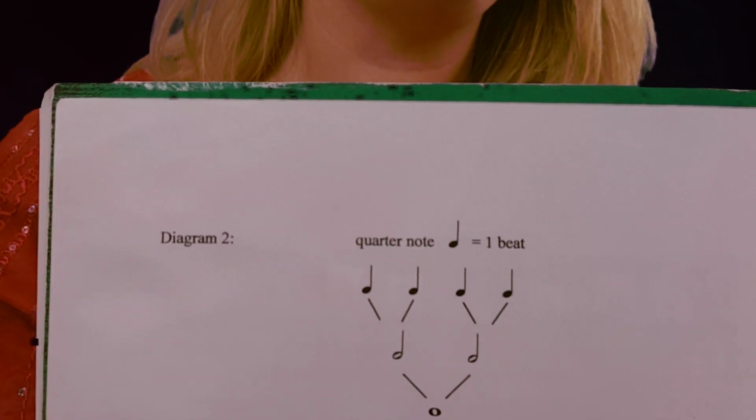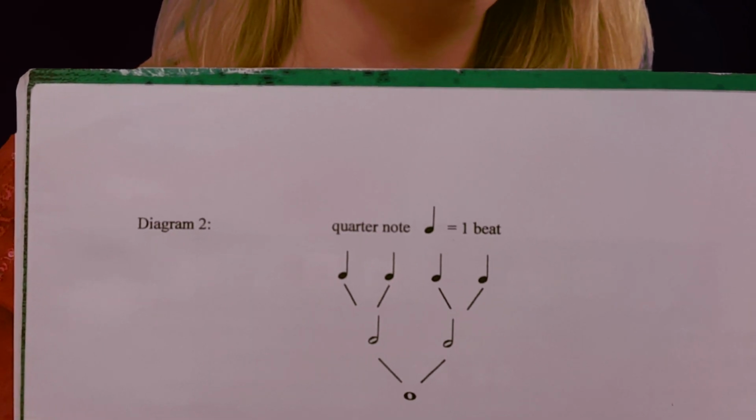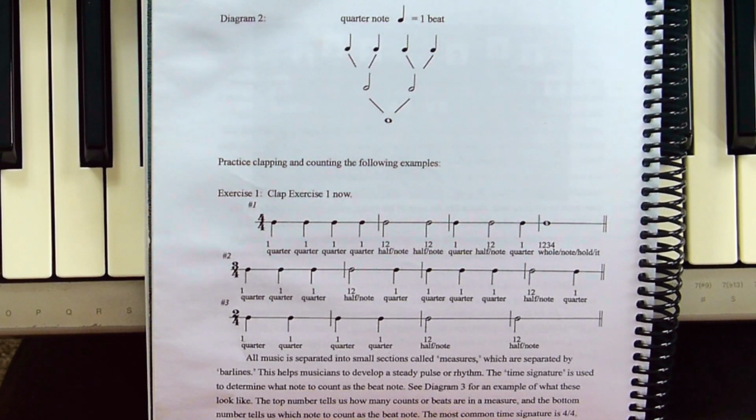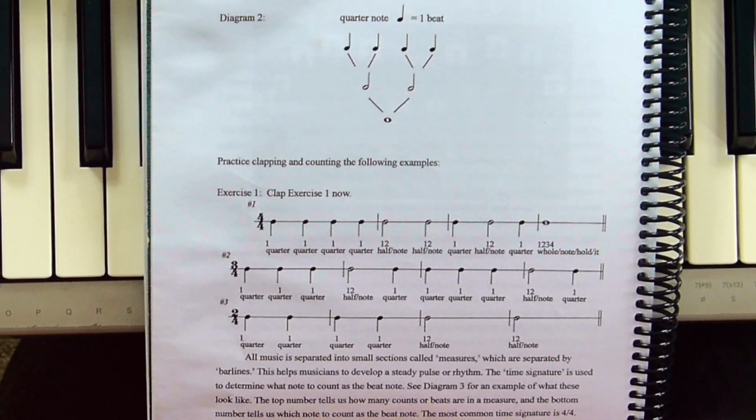Now we will clap and count together. Exercise 1. Number 1. 1, 2, 3, 4. 1, 1, 1, 1. 1, 2, 1, 2, 1, 1, 2, 1, 1, 2, 3, 4. Stop. And I'll do number 1 again, but this time I'll be counting by saying quarter, quarter, half note, etc.